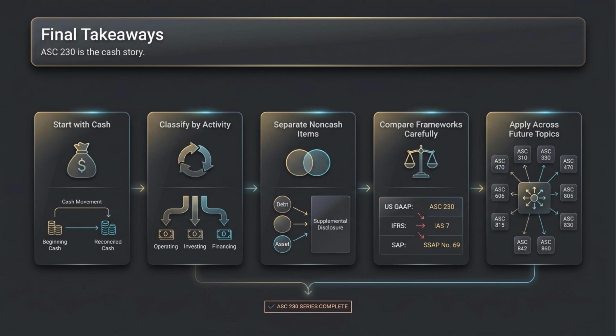In the next ASC topic, we will carry this same discipline forward and keep connecting US GAAP standards in a practical exam-ready way.